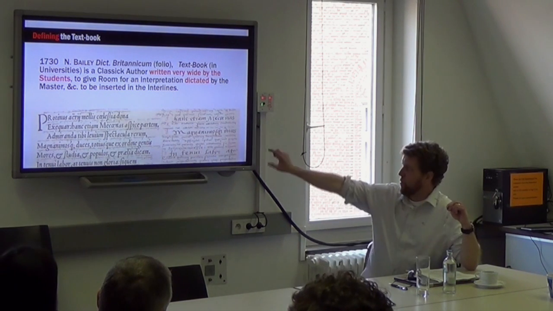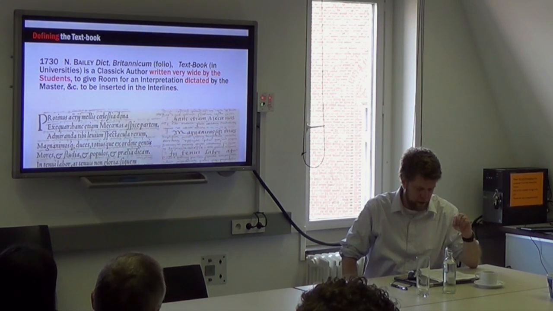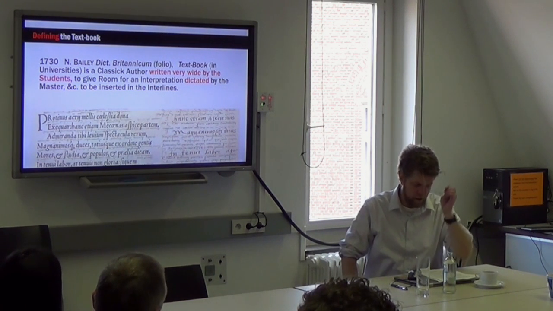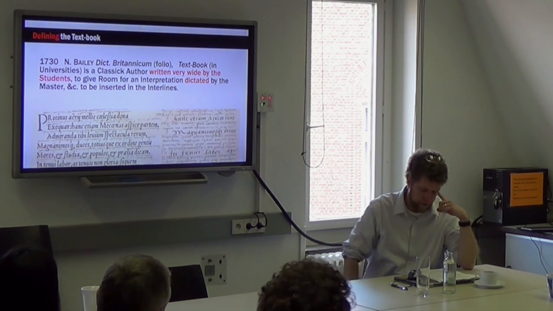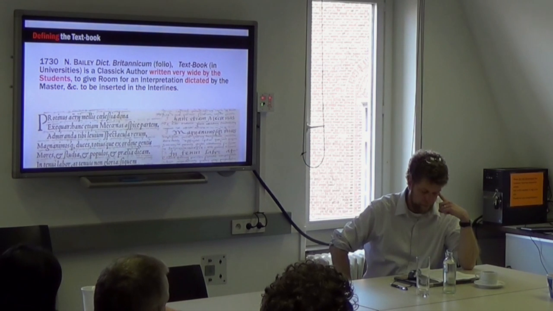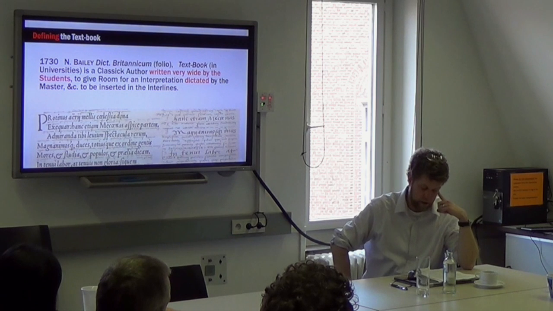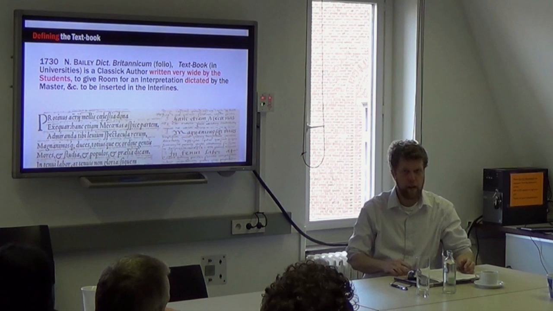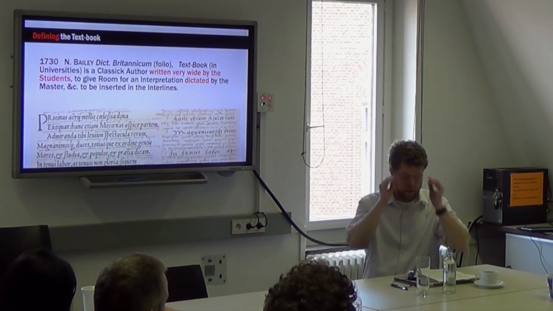So very wide, of course, refers to the fact that there's spaces between those lines. In between these widely spaced lines, of course, the student writes down the interpretation dictated by the master. Although these textual activities are different from any kinds that we know today, this definition shows, for example, that the textbook is meaningful as a textbook in the context of the lecture, and that it also works through student note-taking and study practices. So the student is involved. It's set up to be interactive in a particular way.